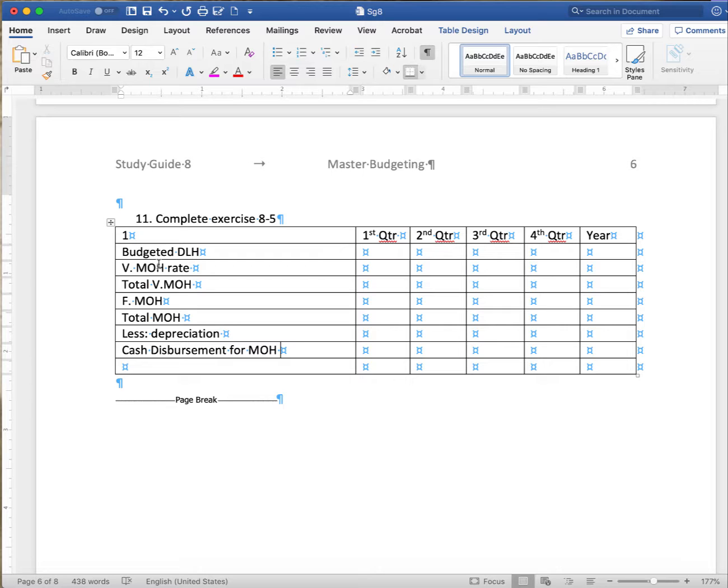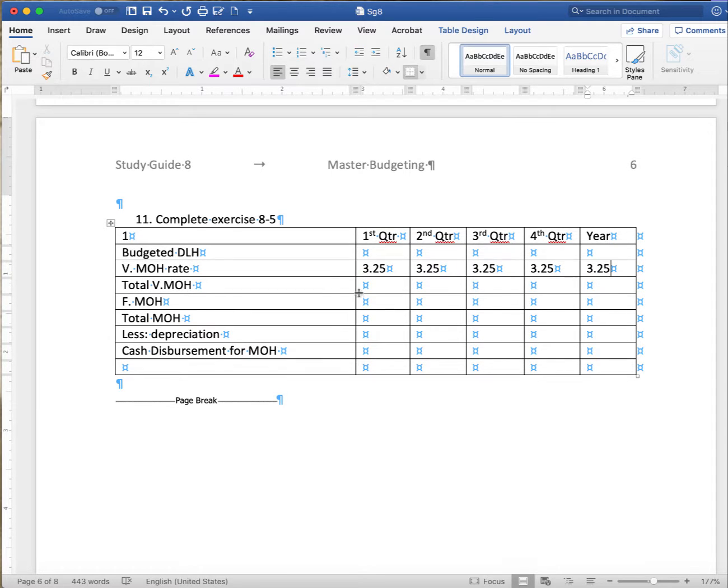The variable portion of the predetermined overhead rate is $3.25. Okay? So the variable portion is $3.25. So guess what I'm going to do? I'm going to fill in my chart. $3.25 for each of the four quarters and for the year.